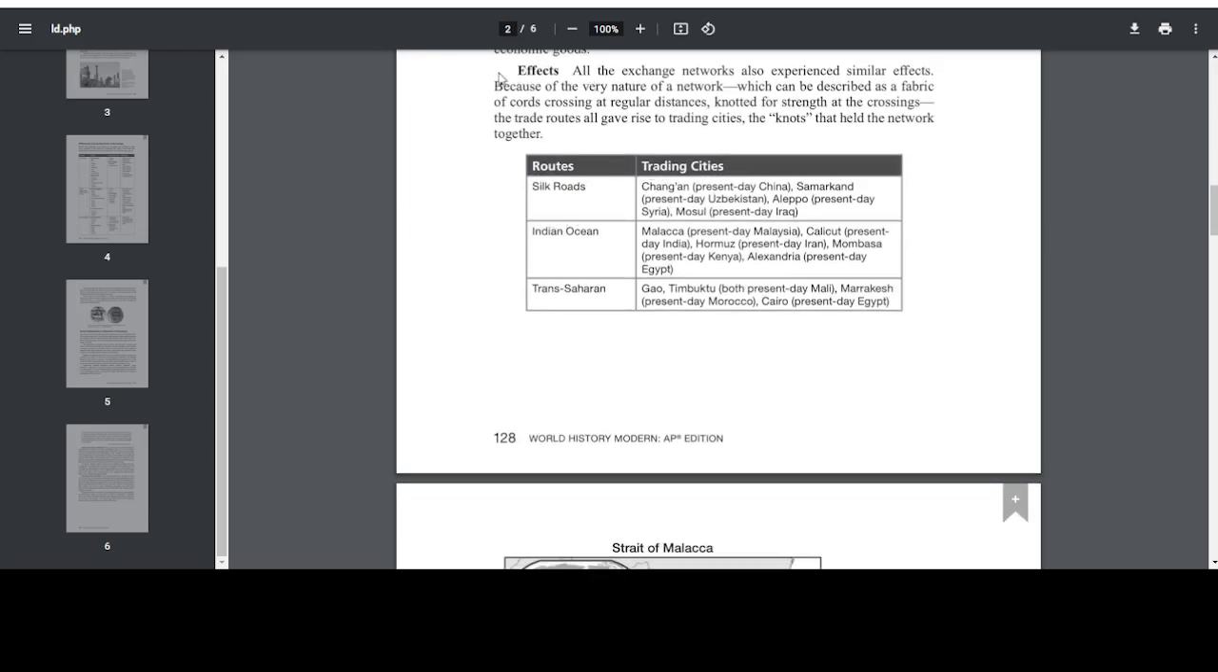Routes and trading cities, and here's a chart for them. Route: Silk Roads. Trading cities: Chang'an, present-day China; Samarkand, present-day Uzbekistan; Aleppo, present-day Syria; Mosul, present-day Iraq. Route: Indian Ocean. Trading cities: Malacca, present-day Malaysia; Calicut, present-day India; Hormuz, present-day Iran; Mombasa, present-day Kenya; and then Alexandria, present-day Egypt. Route: Trans-Saharan. Trading cities: Gao and Timbuktu, both present-day Mali; Marrakesh, present-day Morocco; Cairo, present-day Egypt.